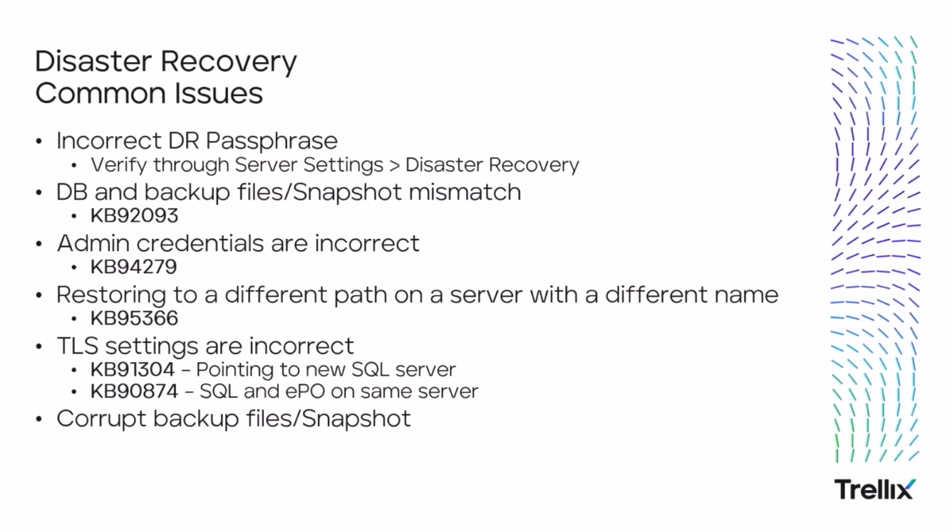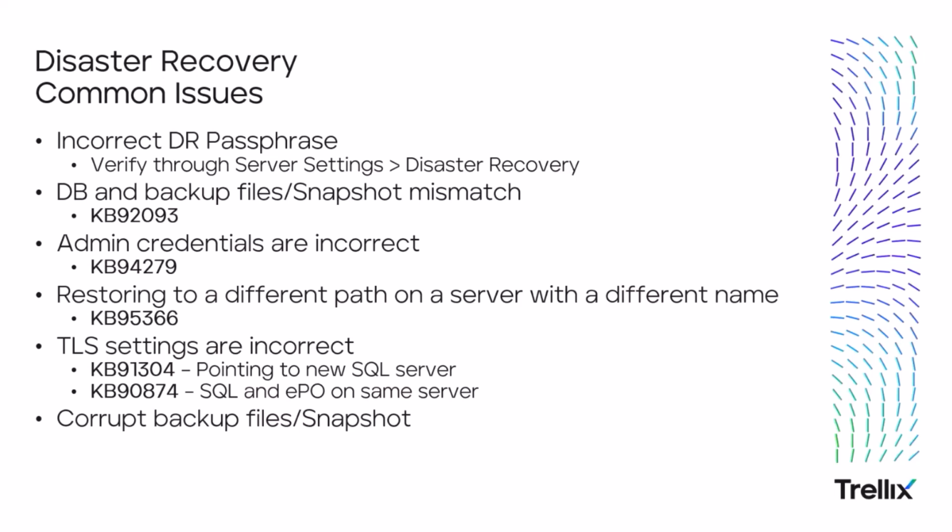However, we found an issue that if you're doing both of those things at the same time, so if you're restoring to a server with a different name and you are restoring to a different path during a recovery, it could cause the recovery to fail. More details are listed in the KB that I've got on the slide here, 95366. We're currently investigating that issue to update a future release so that doesn't happen.